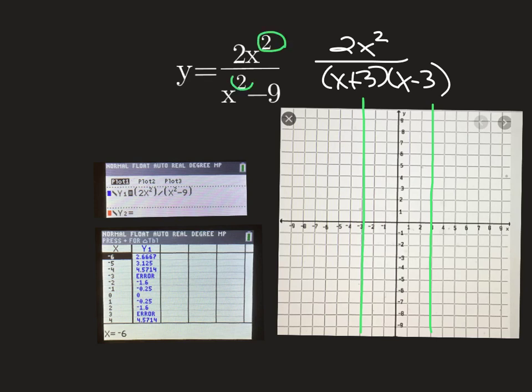Now, this time I'm looking at my degrees because I'm checking for my horizontal. The degree is 2. The degree is 2. If the degrees are the same, you do leading coefficient over leading coefficient, which means my horizontal asymptote is y equals 2 over 1 because those are the leading coefficients, which is just 2. So I'm going to draw a horizontal asymptote right through 2. And so I'm going to figure out what my graph does around those asymptotes.